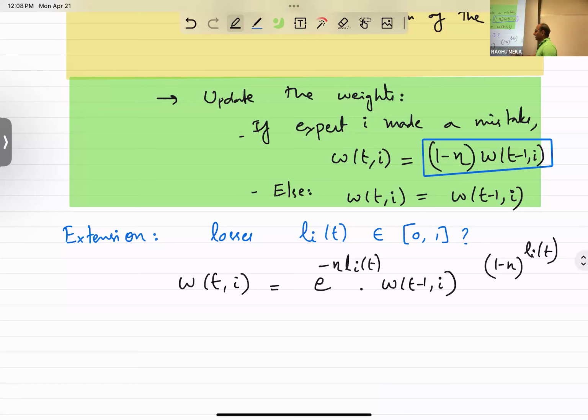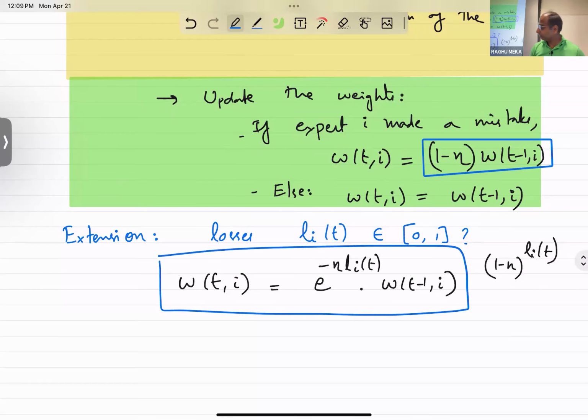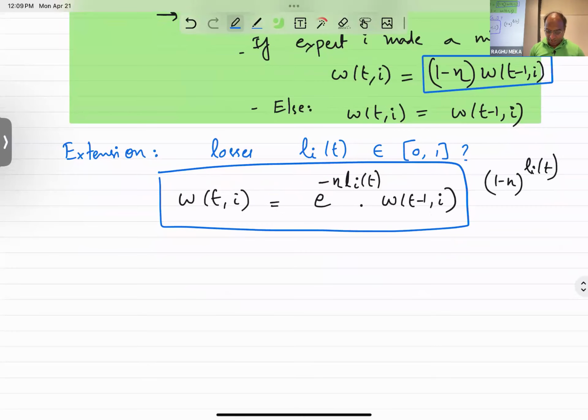It's sometimes called the exponential weights method, or exponential update, but it's really just the same thing in that I'm multiplying the weight with some factor. If the loss is 0, no change is happening. If the loss is 1, it's more or less like this algorithm, but instead of 1 minus eta, you have e to the minus eta. And it makes tracking easier, because when you multiply exponentials, it becomes a sum in the exponent. That's all, okay? This is just a variant.